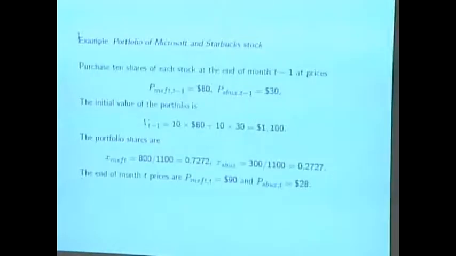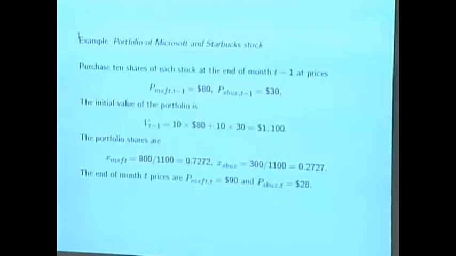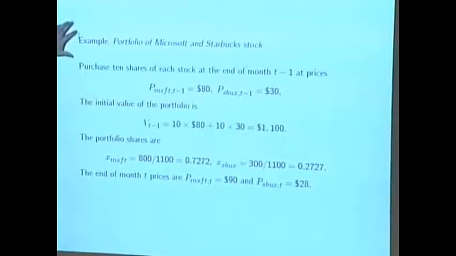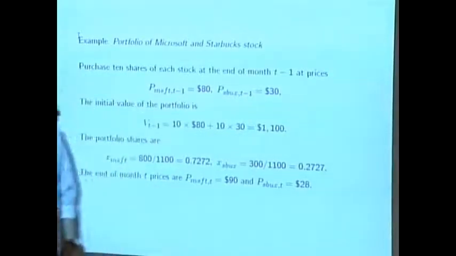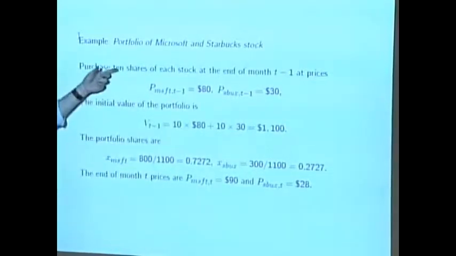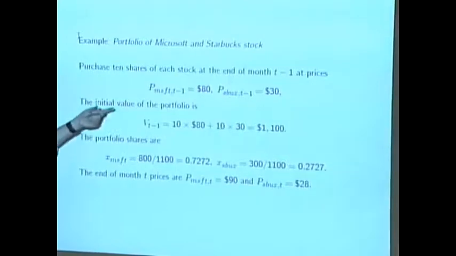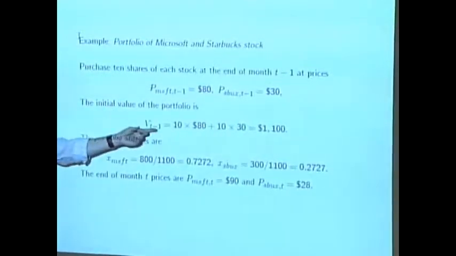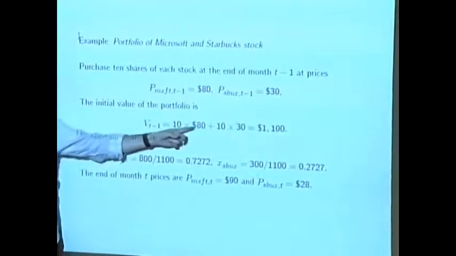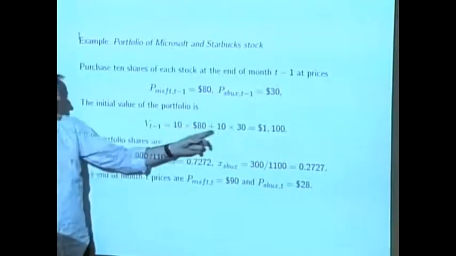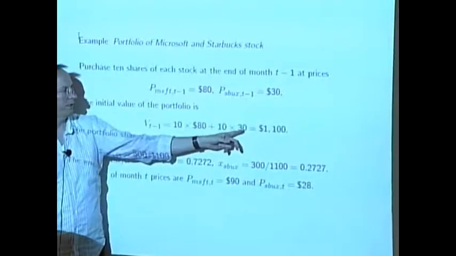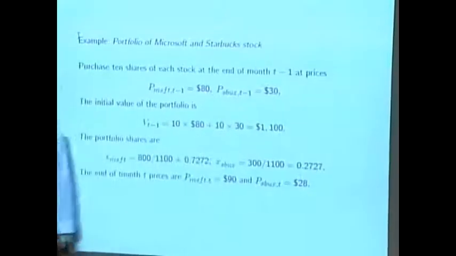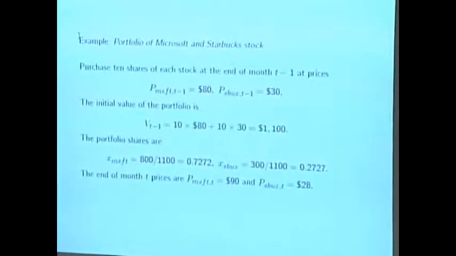Okay, so here's an example. You have a portfolio of Microsoft and Starbucks. We purchased 10 shares of each stock at the end of month T-1, and the prices of these stocks are 80 and 30. And again, we have 10 shares of each. So the initial value of the portfolio at time T-1 is our 10 shares of Microsoft plus the 10 shares of Starbucks, so that we have $1,100 initially in our portfolio.